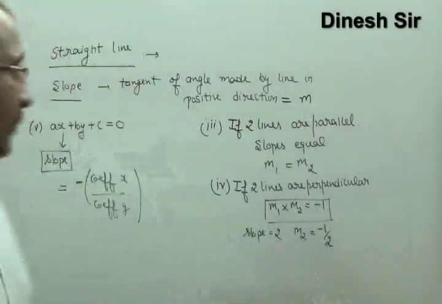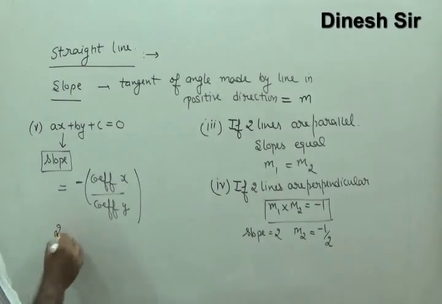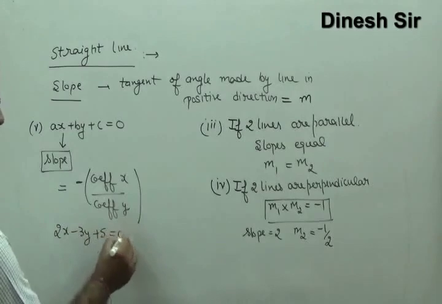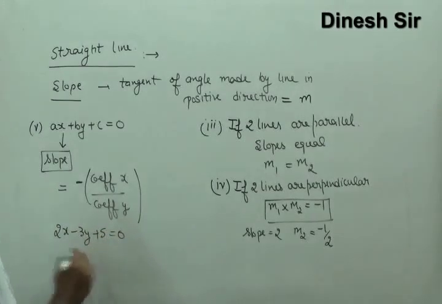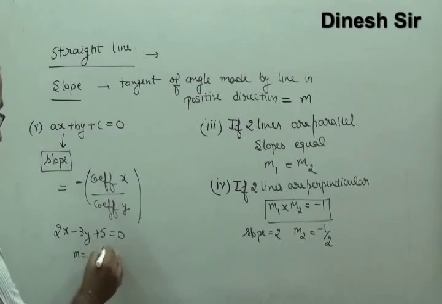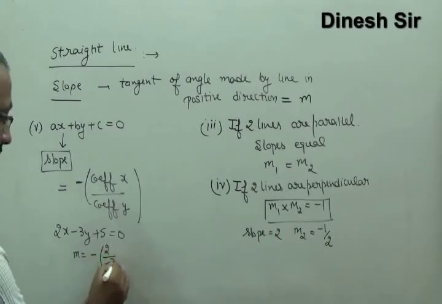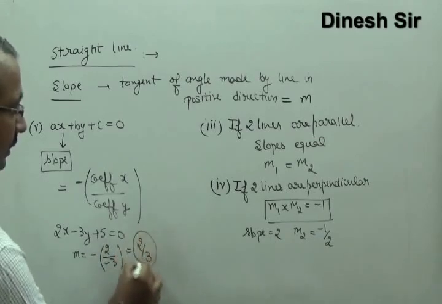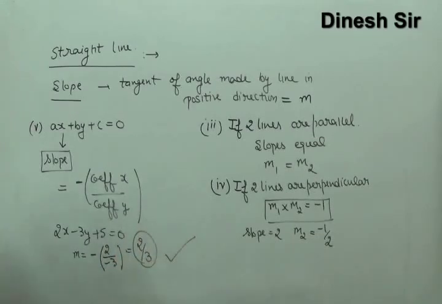For example, if one line is given as 2x minus 3y plus 5 equal to 0, and we have to find the slope of the line, what approach will I apply? Minus coefficient of x upon coefficient of y. So the slope of the line is 2 upon 3. This is the slope of the line. I hope the idea is clear.